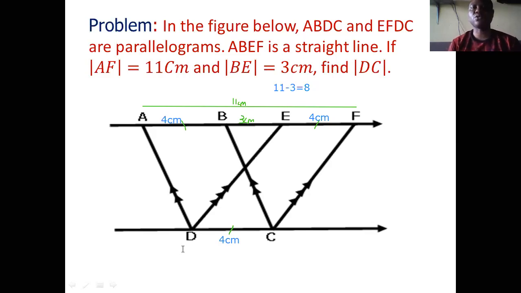Now I'm going to show you how to prove this step by step using mathematical statements. The same thing I'll show you using mathematical statement in the next slide. Let's go.